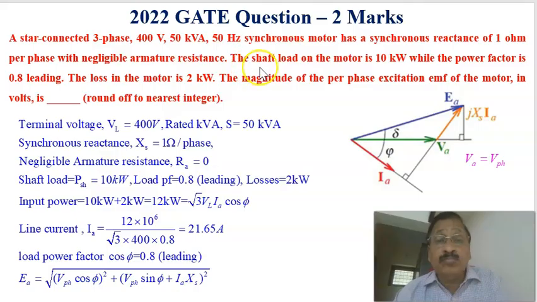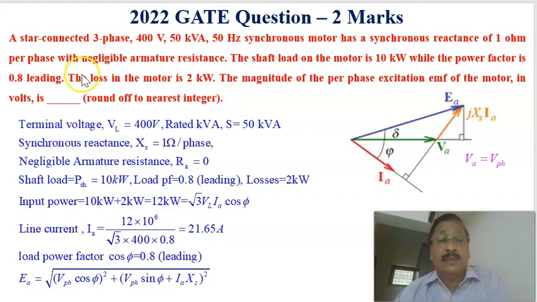And the shaft load on the motor is 10 kW, while the power factor is 0.8 leading. That is PSH equal to 10 kW and the power factor equal to 0.8 leading. And the magnitude of the per phase excitation EMF of the motor in volts is to be rounded off to the nearest integer.